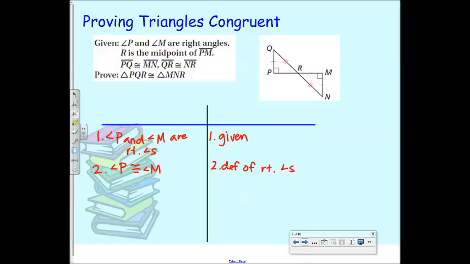Okay, the next given is that R is the midpoint. I'm going to abbreviate that MP of PM. Right angles, sorry. RT? Right angles?